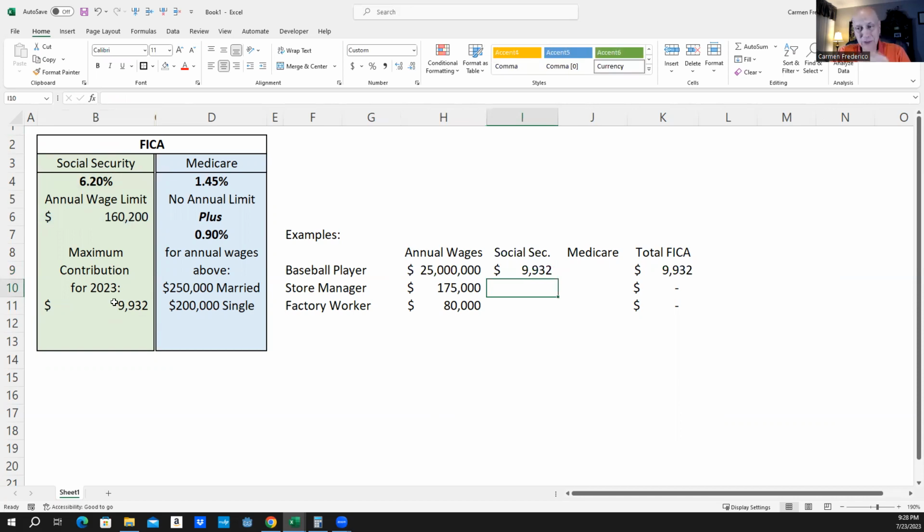So let's look at the store manager. What's the store manager going to pay? Well, he's making $175,000 and the cap is $160,200. He's going to pay the same thing that the baseball player is paying into the Social Security system: $160,200 times 6.2%, or $9,932. They're both contributing the same amount. The baseball player earning $25 million and the store manager earning $175,000 are contributing the same amount of money into the Social Security system.